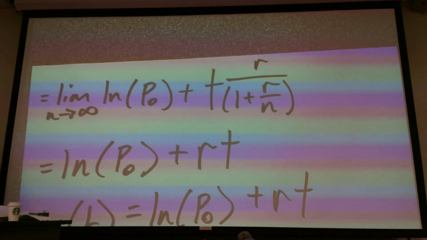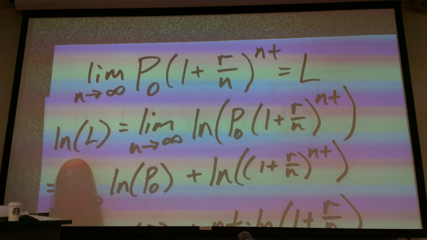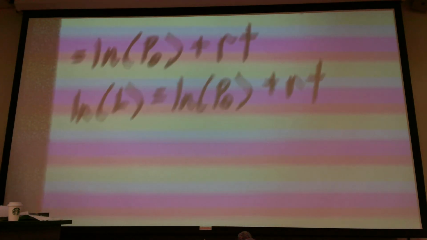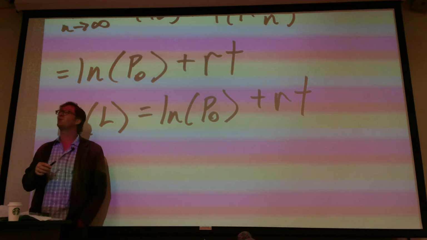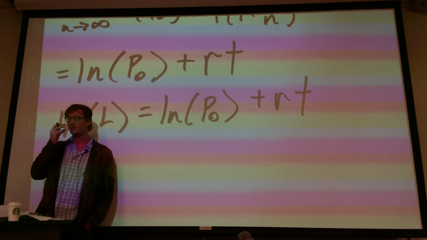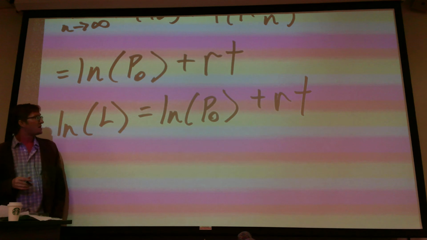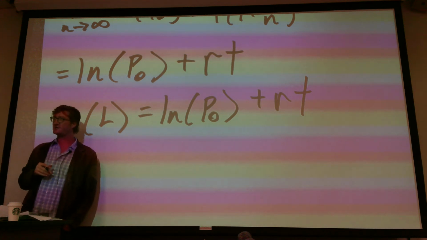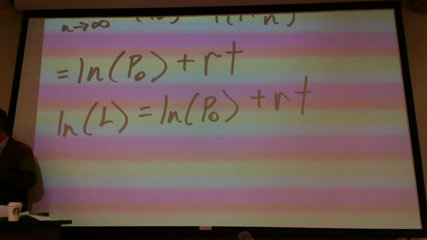So we have natural log of P naught plus RT right there, and the very first thing that we had was that natural log of L right there. So natural log of L equals that. At this point of the problem, we want to solve for L. So what we're going to do is raise both sides to E. The right-hand side is going to take a little bit of finessing, but the left-hand side, E to the natural log of L, is just going to be L.